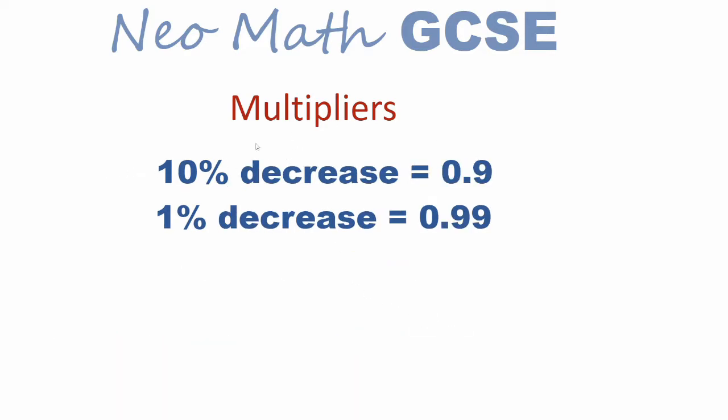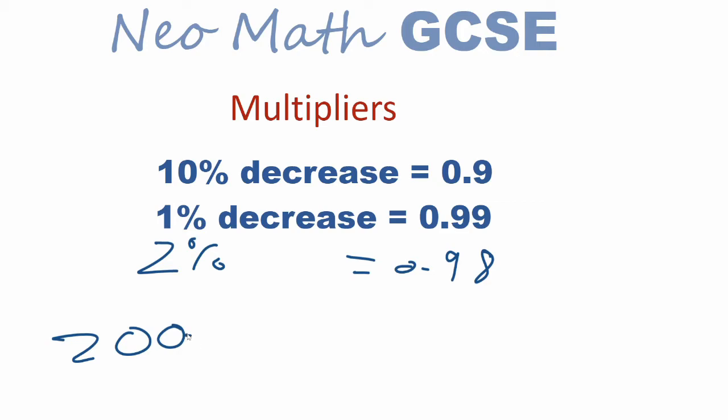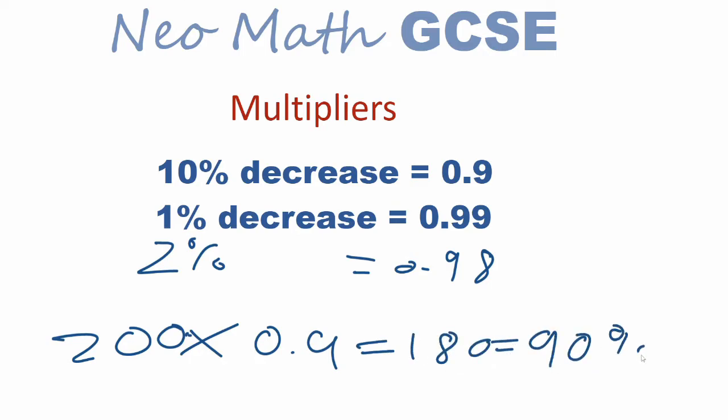Next, we have our percentage decrease. A 10% decrease is 0.9, and a 1% decrease is 0.99. A 2% decrease would look like 0.98. So all you're doing is taking away 0.02, which is 2%, from 1. And that's how you get your decrease values. An example of a 10% decrease on 200, you do 200 times 0.9, and that will give you 180, which is equal to 90% of 200.